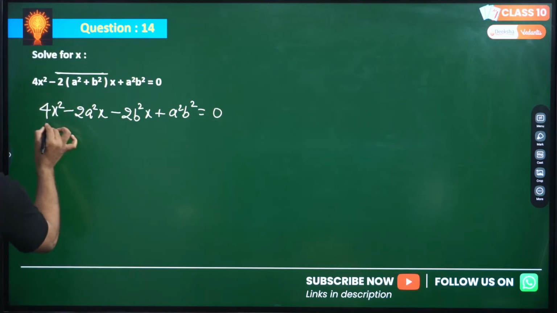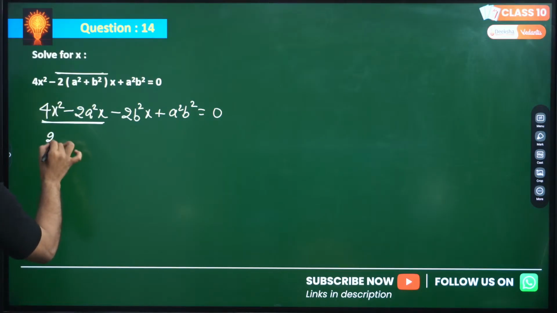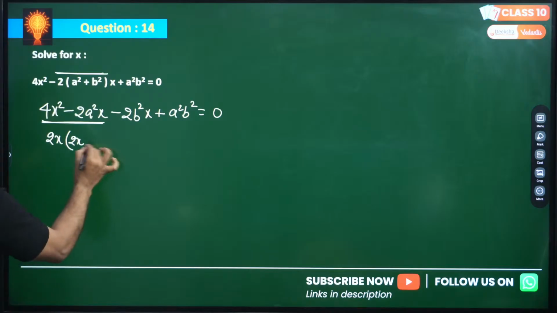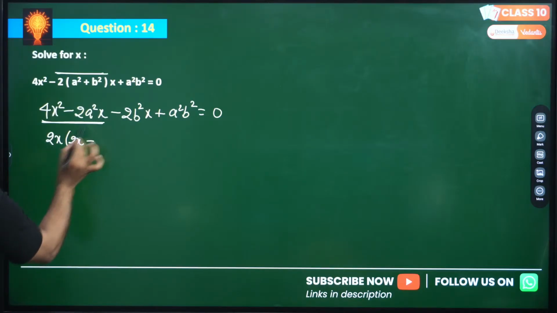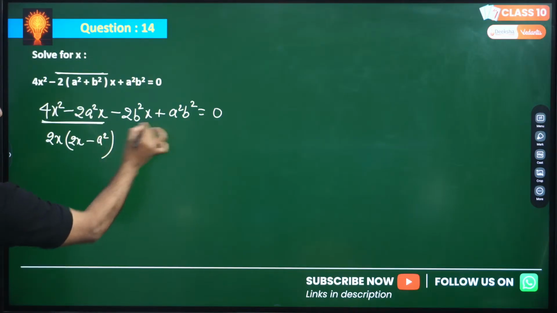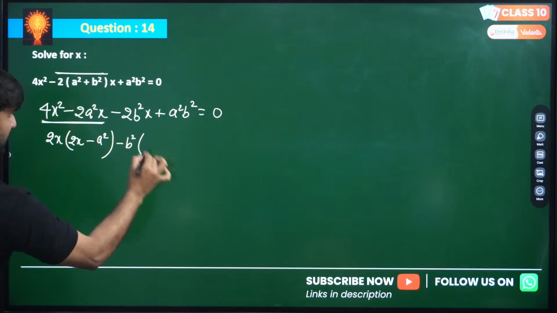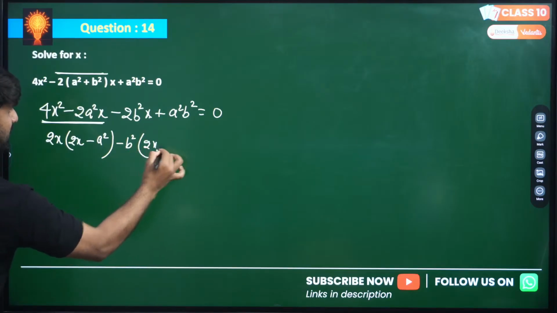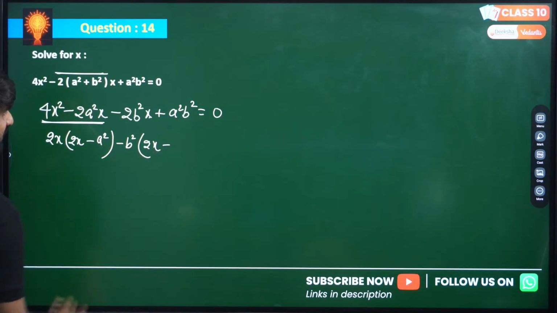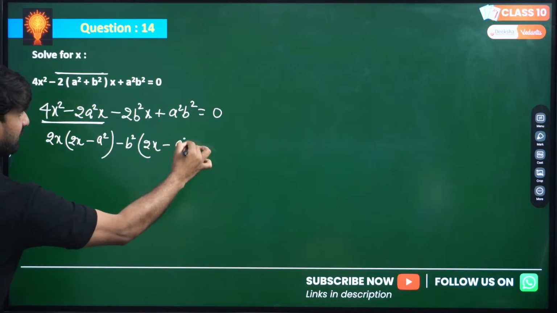Now we can take common from this family. What common? 2 and x. So 2x will be here, and minus 2 is already taken common, x is already taken common, so a² will be there. Now what we can take common from this? So minus b² we can take common. So 2 into x will remain here, and since I'm taking minus, here will be minus. b² is already taken as common, so only a² will be in the bracket.